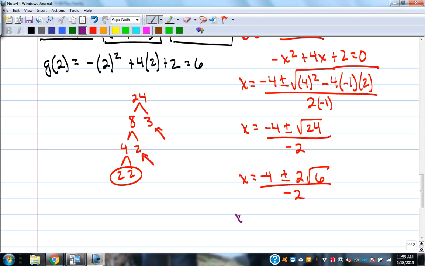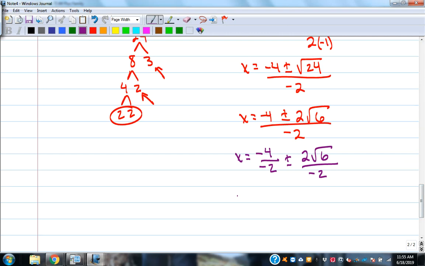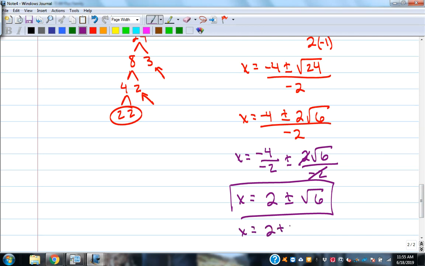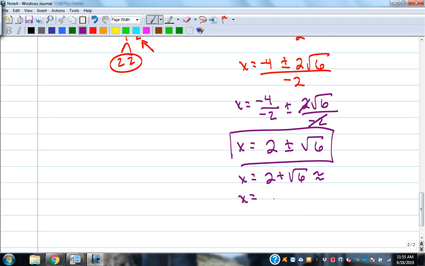I'm going to split that apart with that denominator of -2 and simplify. So that's going to be -4 divided by -2 is 2. These 2's cancel each other out. 2 plus or minus the square root of 6. If we do 2 plus the square root of 6, we can get a decimal approximation for that. If we do 2 minus the square root of 6, we can get a decimal approximation for that.